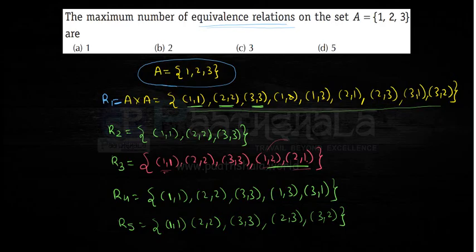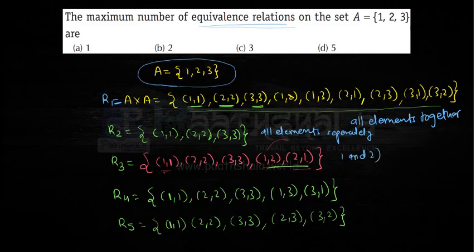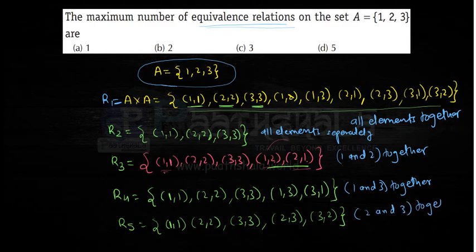So we have considered all the possible relations here. The very first relation has all elements together. The second one has all elements separately, meaning only (1,1), (2,2), (3,3). Now here we have considered 1 and 2 together and 3 separately. Here 1 and 3 together and 2 separately. Here 2 and 3 together and 1 separately. So we got a total of 5 equivalence relations. So the maximum number of equivalence relations is 5.